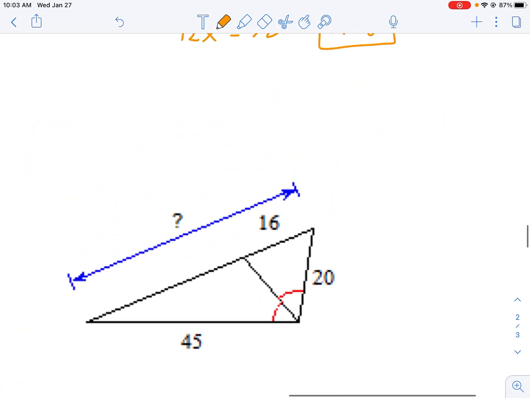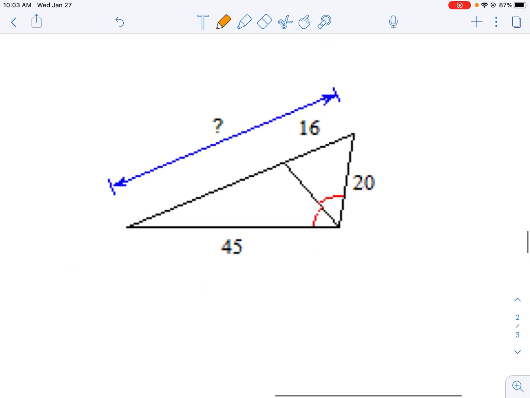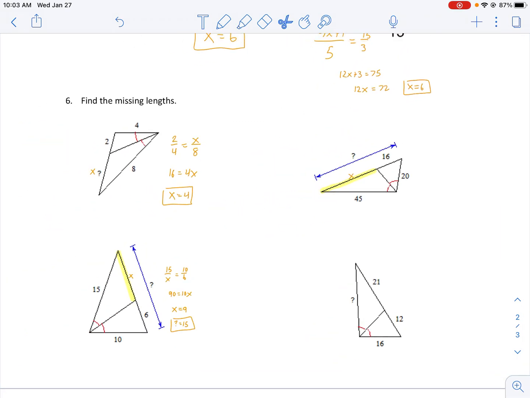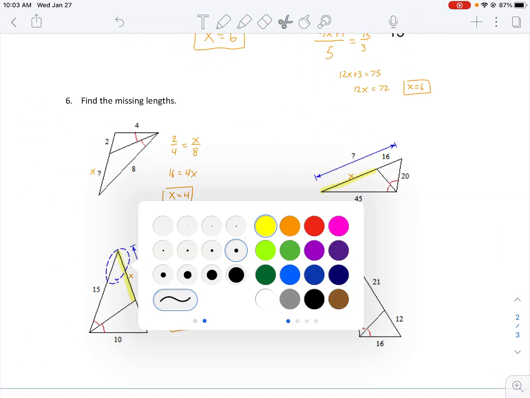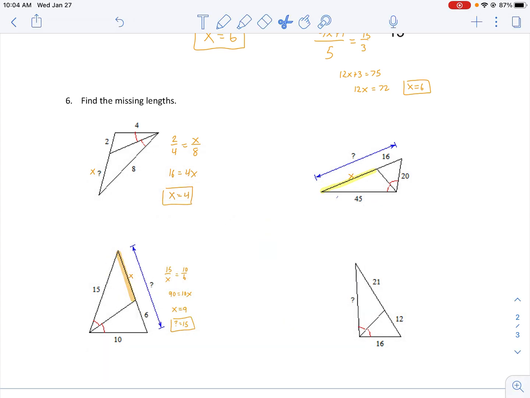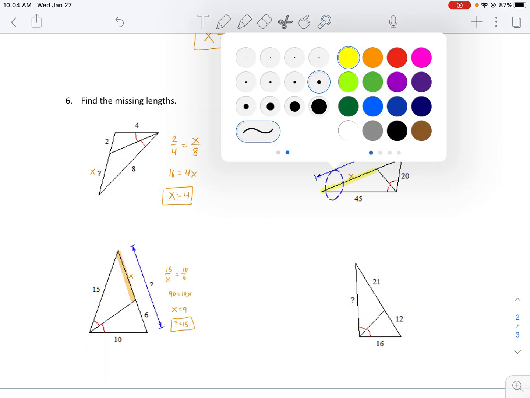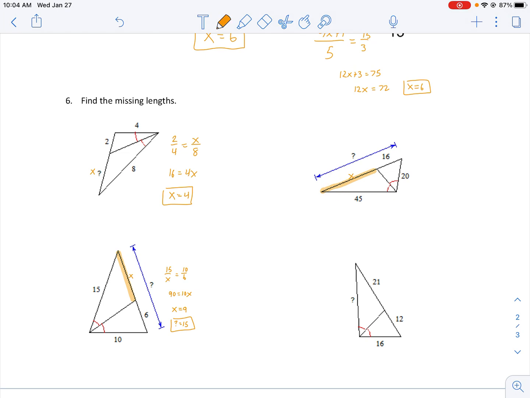Okay, similar problem here, I think. So again, let's call this length x. That's this. Maybe I'll actually color code these. Let's see. Make this orange. So it matches the orange x. There you go. All right.